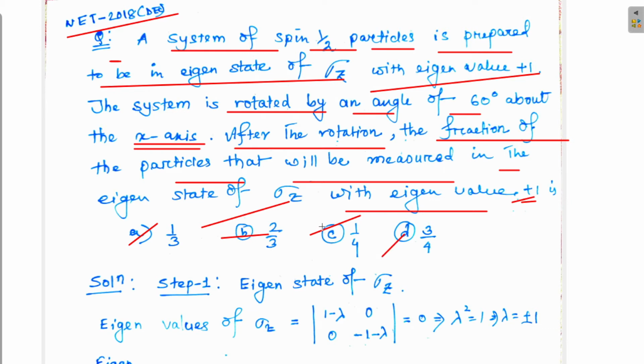Okay. Now let's solve this problem. The main information has been given like this. The particle is spin half, the eigenstate is sigma z, eigenvalue is positive 1, then the system is rotated about the x-axis with an angle 60 degree. So we have to find the fraction of particles, I mean the probability that will be measured in the eigenstate of sigma z with eigenvalue positive 1. Okay, so let's proceed step by step.